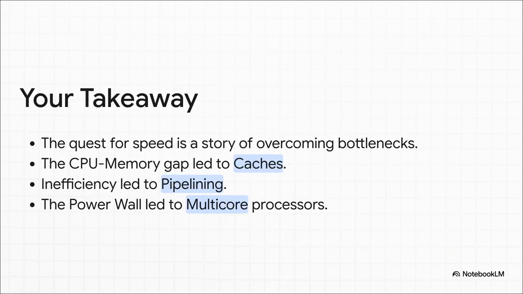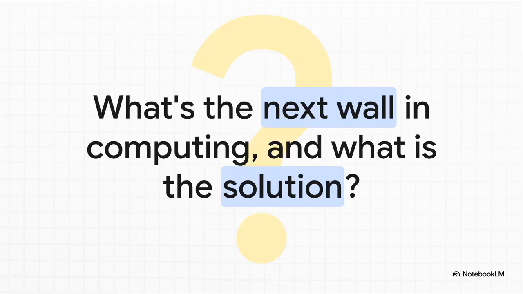So when you look back, the whole history of computing speed is really a story of identifying and solving one bottleneck after another. The slow memory bottleneck, that gave us caches. The one instruction at a time bottleneck, that gave us pipelining. And the heat and power bottleneck, well, that gave us the multi-core processors that are in every single device you own today. And all of this leaves us with a final, really exciting question.